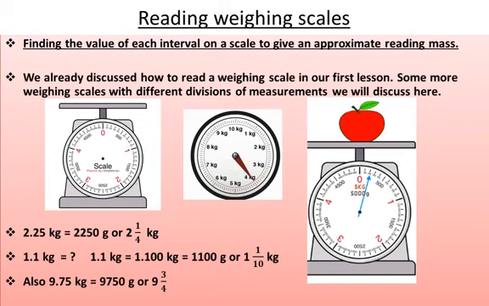Now the divisions are the same, like 0 to 1 is divided into 10 parts. So each part will show 100 gram, 100, 100, like that. So what is the weight of the apple here? It is 100, 200. What is the weight? 200 gram. So if the question is to draw the pointer according to the mass, you know how to draw the pointer. That also we discussed in our first lesson.